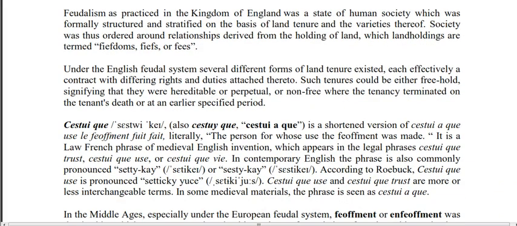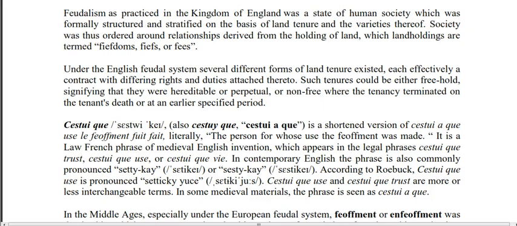Under the English feudal system, as practiced in the Kingdom of England, the state of human society was formally structured and stratified on the basis of land tenure and the varieties thereof. Society was thus ordered around relationships derived from holding of land, which land holdings are termed fiefdoms, fiefs, or fees.